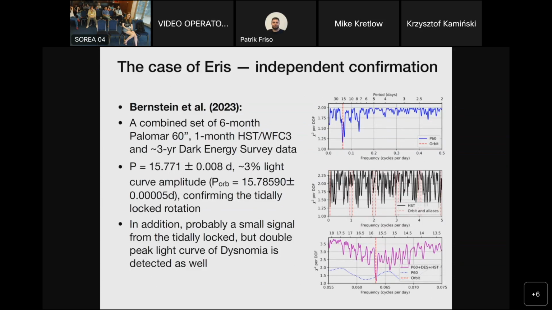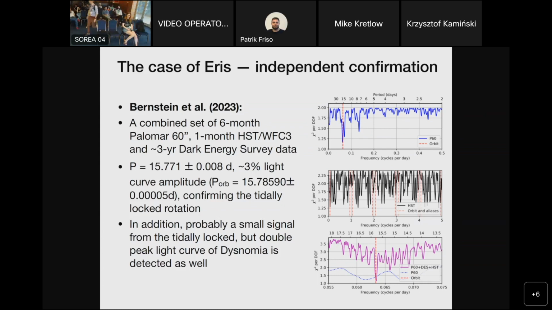So they used 6 months. Well, they had a somewhat larger telescope, the 6 months campaign on a Palomar 60-inch telescope. That's, yeah, 1 month Hubble data, and the 3-year Dark Energy Survey data, and they merged everything. And then they got this period, which is very close to the tidally locked rotation, with exactly the same light curve amplitude that we got.